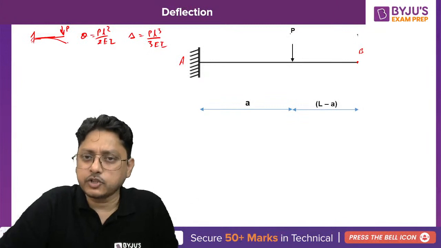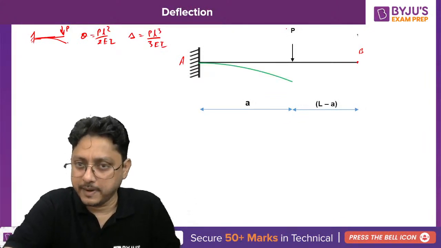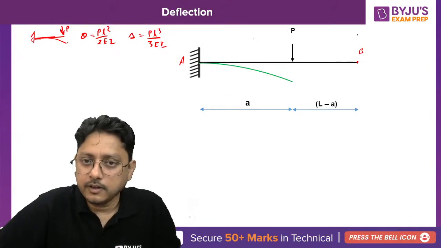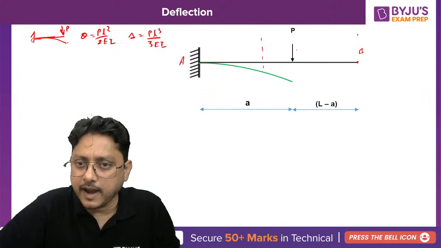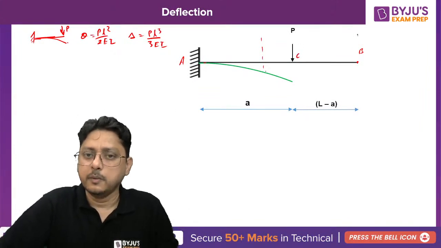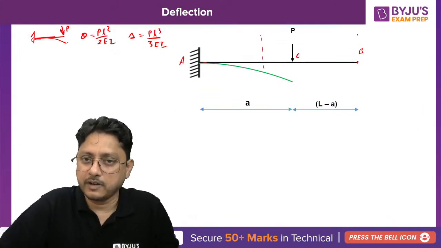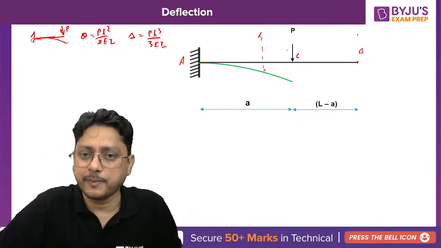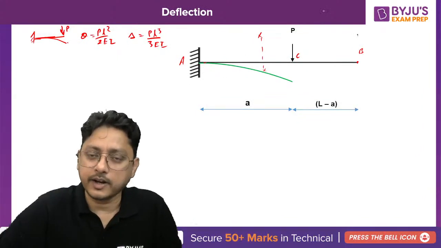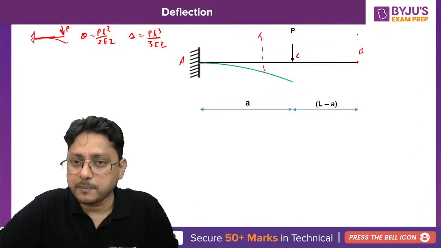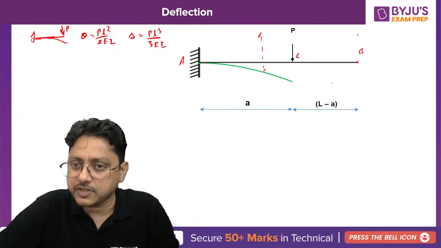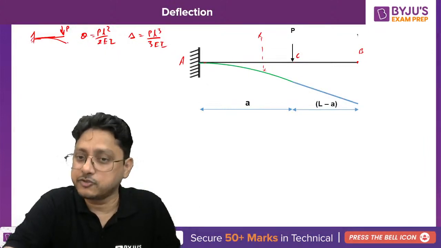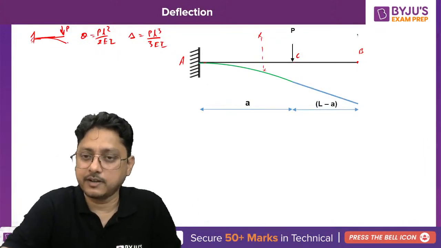So due to the application of the load, what will happen? First of all, the beam is going to bend. Why am I showing this portion of the beam as bent? Because if you take any section between A and C, suppose this point I am considering as C, this portion has a bending moment. As long as you have a bending moment, the portion of the beam will bend. But for the portion CB, if you take any section, you don't have a bending moment. So the portion CB will not bend and will remain straight. Are you able to understand that?